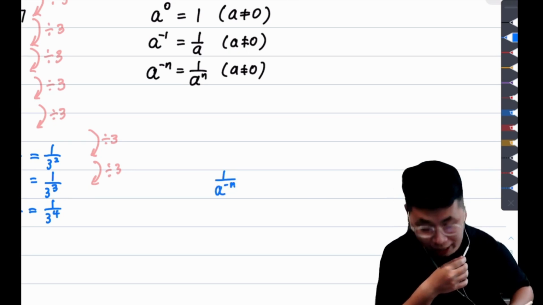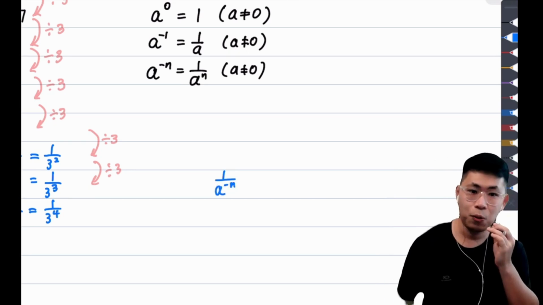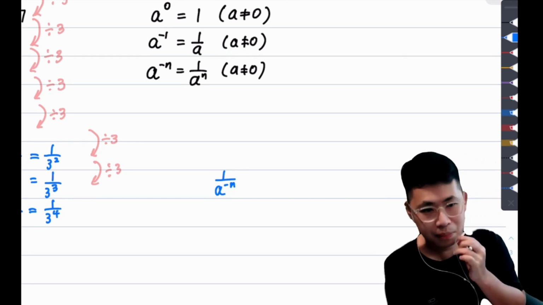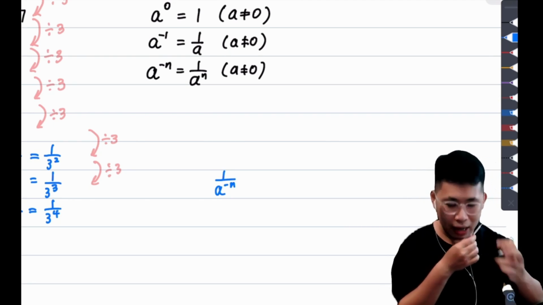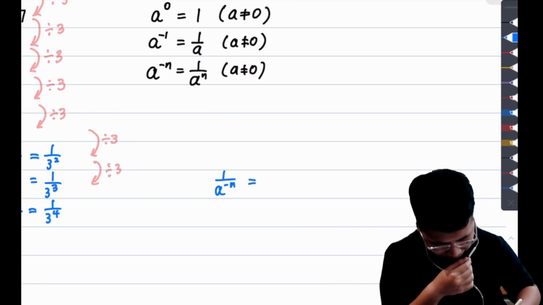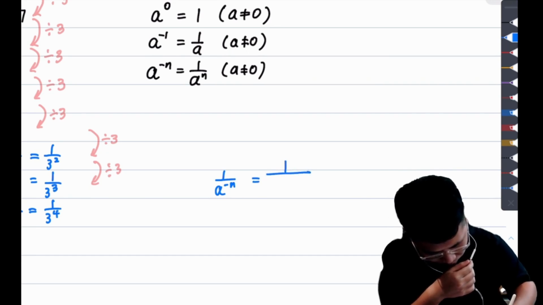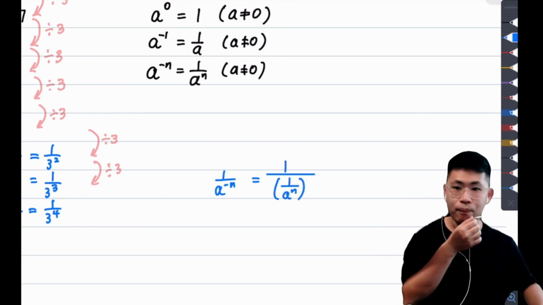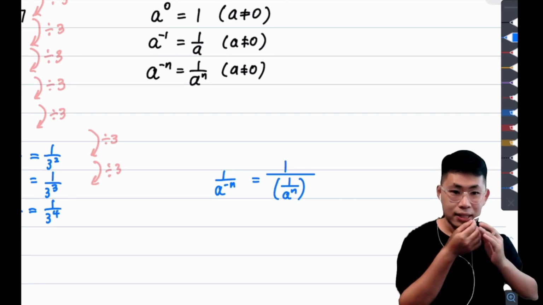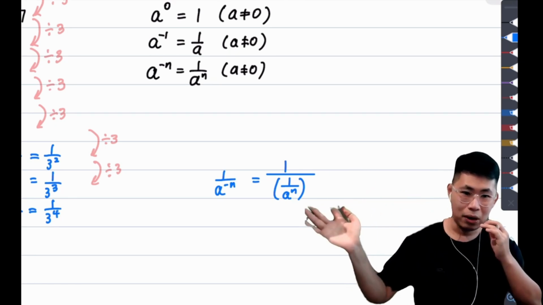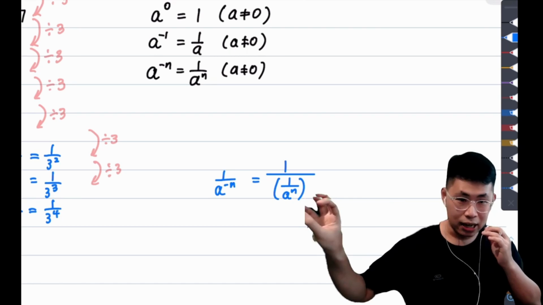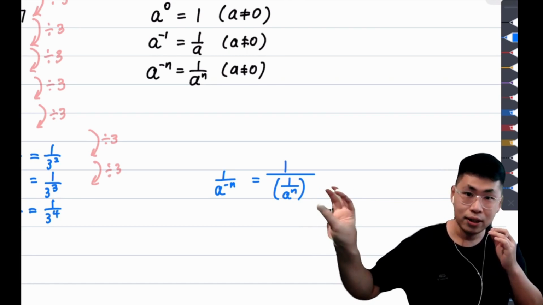a to the power of negative n, right? 1 over a to the power of negative n. What does this mean for us is that we can write this as, it's going to be a very big fraction though, 1 over 1 over a to the power of n. Okay, so you see this below, a to the power of n. We can express this as a fraction on its own, right?